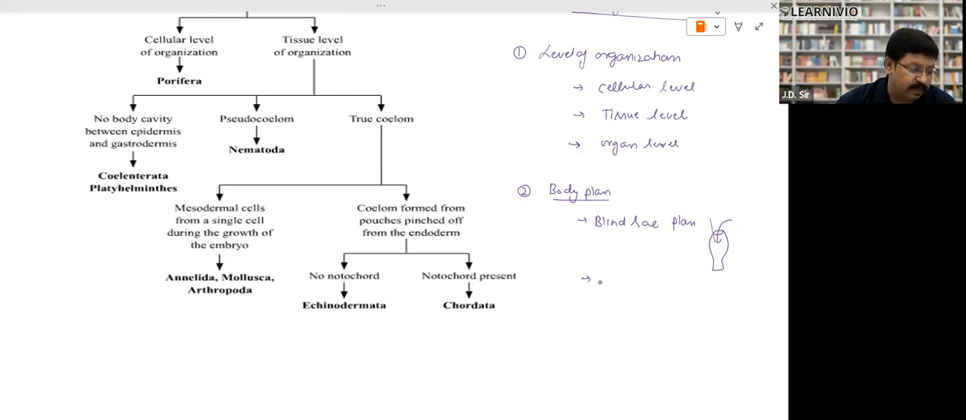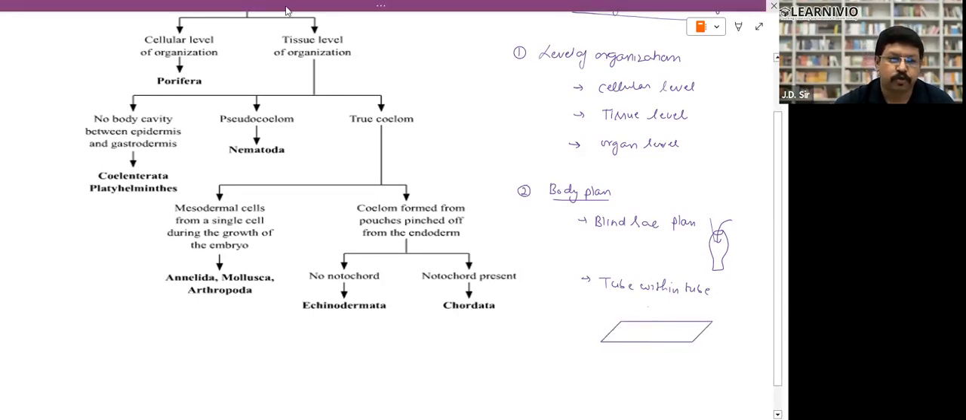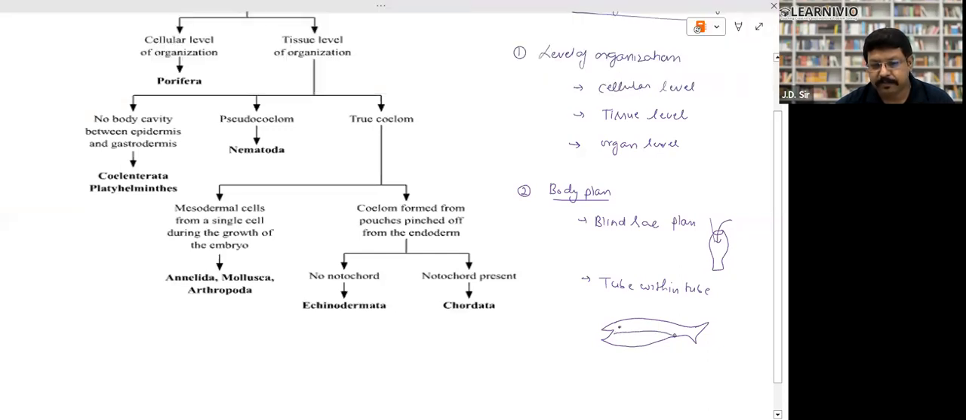And the second body plan is called the tube within tube plan, right? What is the tube within tube plan? For the sake of example, let's consider this is a fish. We consider the first tube as this body. So this is the first tube. Then inside this, there is another tube which is called the alimentary canal, or digestive tube.